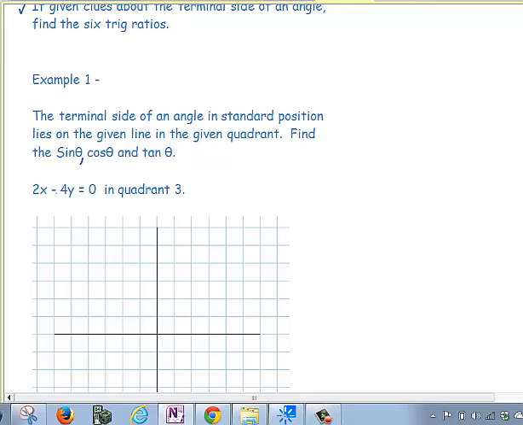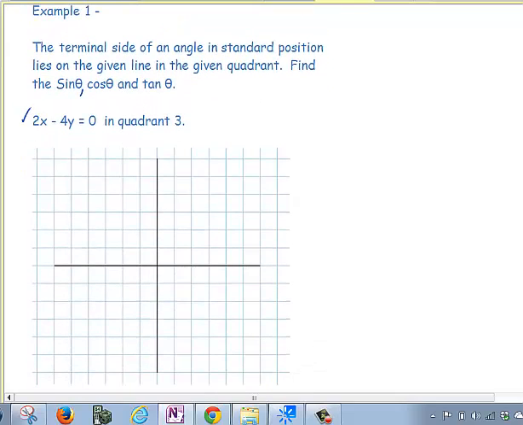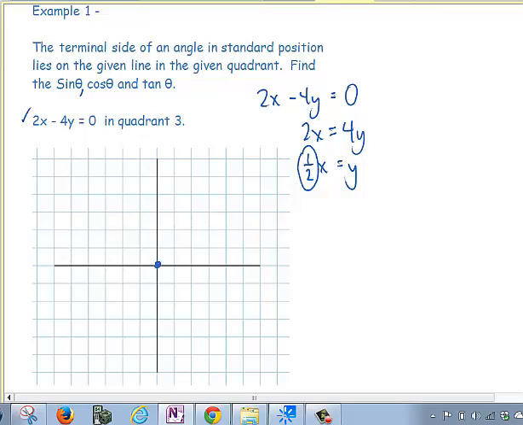but they tell you that the terminal side is this equation of a line. So what you want to do is plot what this line would be. So basically, you want to solve for y. You have 2x minus 4y equals 0. You solve for y. Y equals 1/2 of x. So it always starts at the origin because there's no y-intercept, and the slope of this line is 1/2.